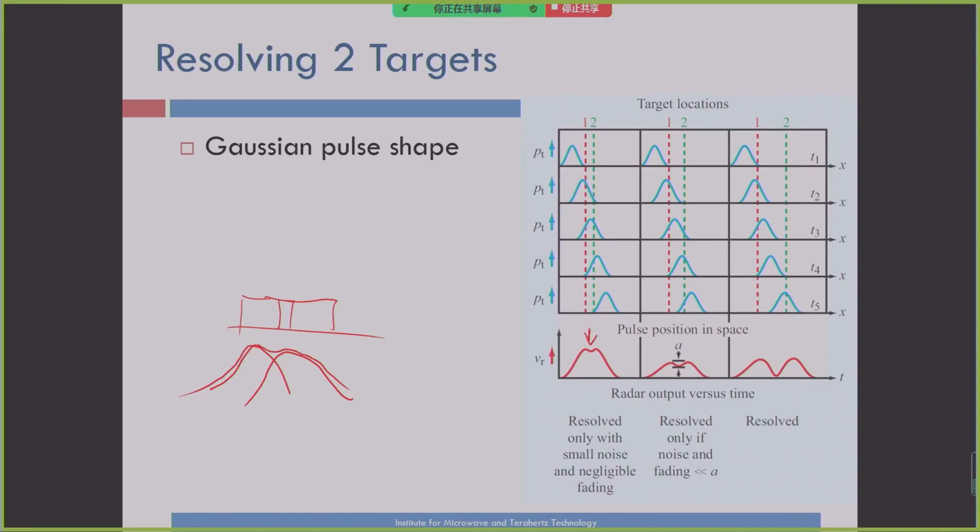So, based on this one, we can also describe whether we recognize both targets, under the condition that the noise cannot obscure such a separation. If the noise level is very large, even though there is a dip, it is buried in the noise, then we still cannot recognize that. And if the separation is larger, then it's easier for us to recognize that. And also here, there is a notch, right? There is a notch.